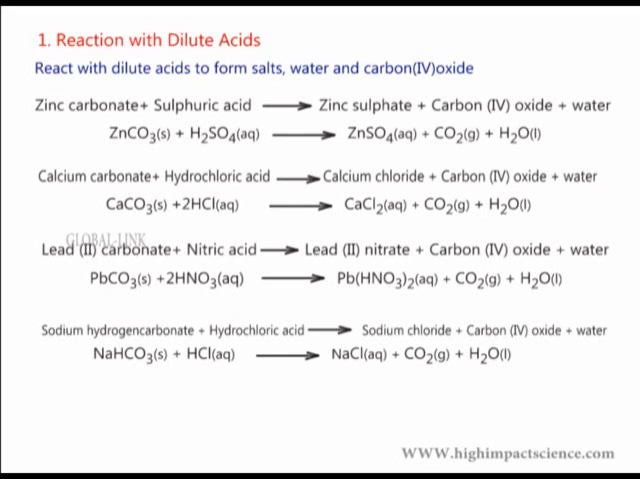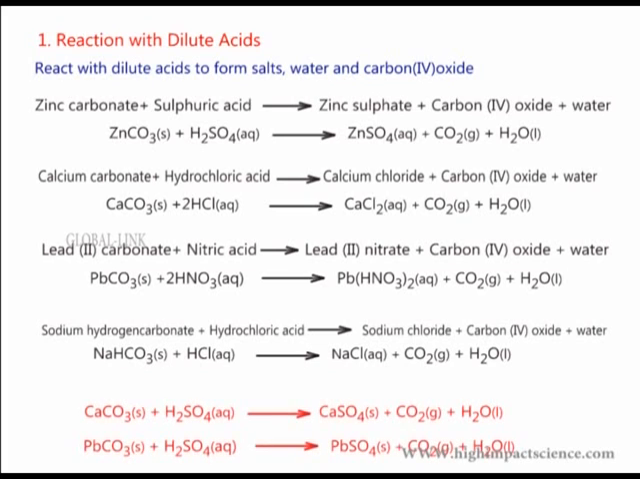However, reactions between calcium carbonate or lead-2 carbonate and sulfuric acid do not proceed for long because the calcium sulfate and lead-2 sulfate produced are insoluble and form a coat on the carbonate to prevent any further reaction. Note from these equations that the state symbols for the 2 sulfates is solid.